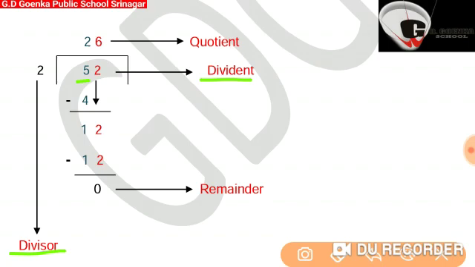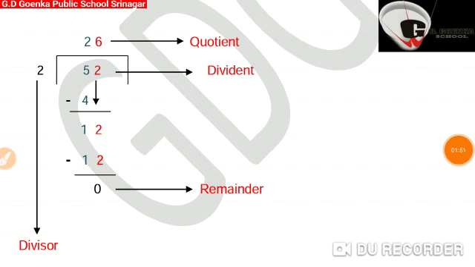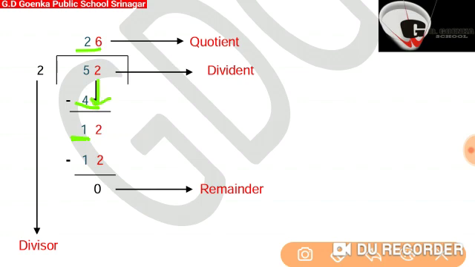So using the table of 2, 2 1s are 2, 2 2s are 4. So I'm going to write 2 2s are 4 because 4 is smaller than 5. Then I'm going to subtract 4 from 5. 5 minus 4 is equal to 1. Then I have to divide 1 by 2, but since 1 is smaller than 2, I cannot divide it. So I have to bring the other number 2 down. So now the number is 12.